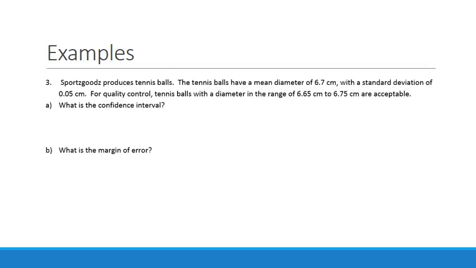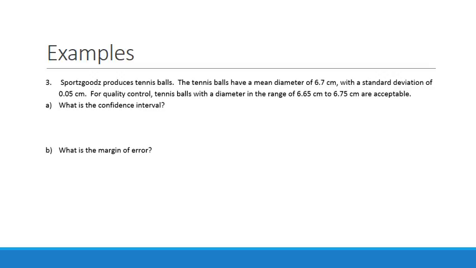Final example. I'm telling you, this was a short one. Sports Goods produces tennis balls. The tennis balls have a mean diameter of 6.7 centimeters with a standard deviation of 0.05 centimeters. For quality control, tennis balls with a diameter in the range of 6.65 centimeters to 6.75 centimeters are acceptable. So if there's something outside that range, they wouldn't accept it, and they'd get rid of it, or maybe sell it off cheaply as something else.